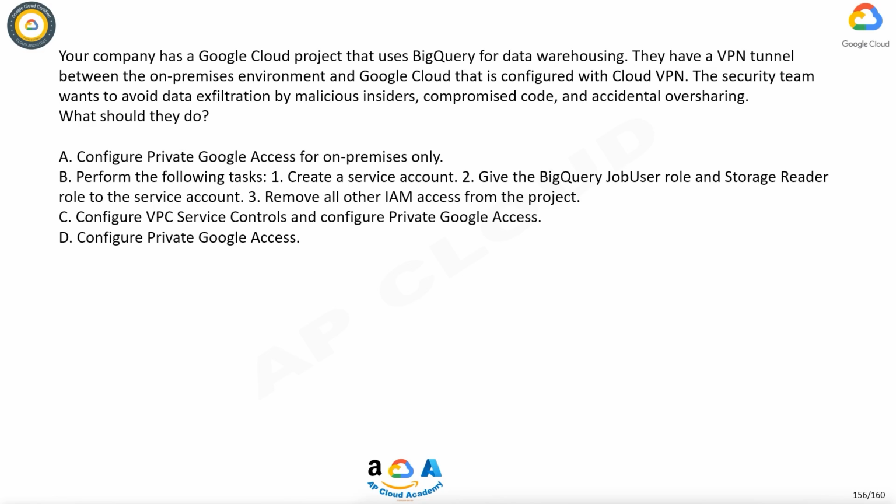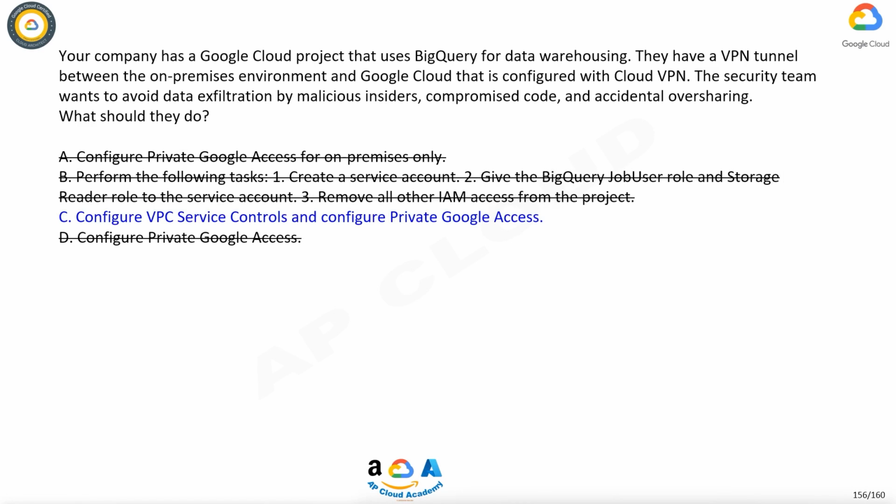1. Create a service account. 2. Give the BigQuery job user role and storage reader role to the service account. 3. Remove all other IAM access from the project. C. Configure VPC service controls and configure private Google access. D. Configure private Google access. Correct answer, C. Configure VPC service controls and configure private Google access.